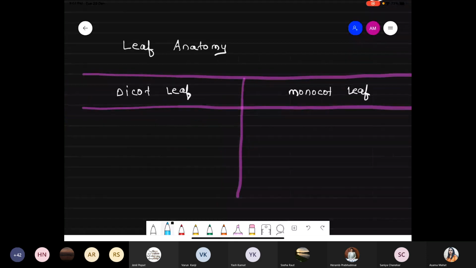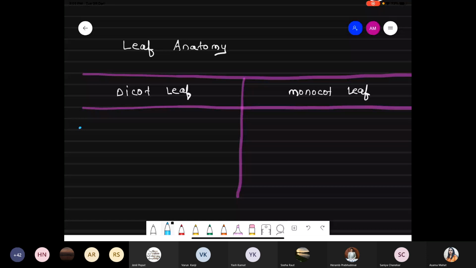So first of all, we are talking about leaf position. If you see, the dicot leaf basically has a horizontal position, horizontal leaf position normally.